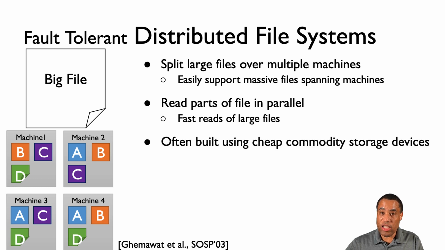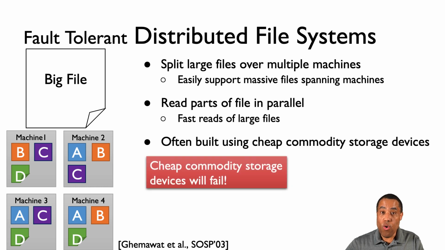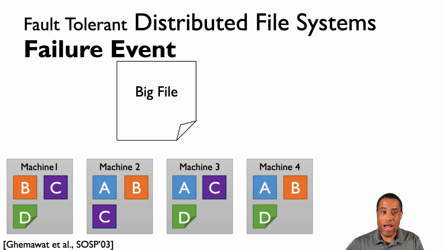Now, because we're building everything using our cheap commodity storage devices, we know that those devices are going to fail. It's not a matter of if, it's a matter of when. And if we have millions of disk drives in a cluster, and each of those disk drives has a mean time between failure of roughly 3 years, we're going to see a lot of failures of drives in a relatively small time period if we look at a time window. So we need to be able to handle failures. So what happens when we have a failure?